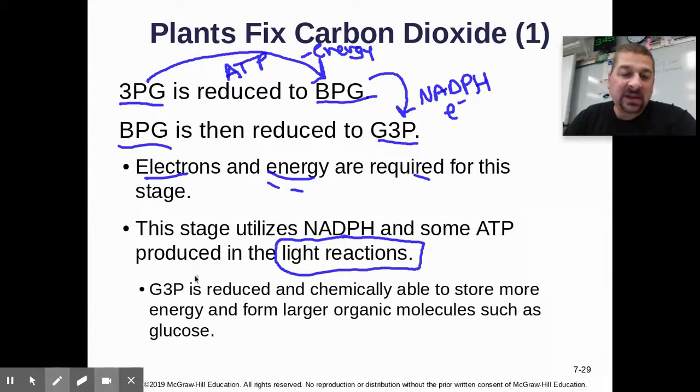The G3P that is produced, that's at the bottom of the cycle on the previous slide, is reduced. It has high-energy electrons in it, and it's chemically able to store more energy and form larger organic molecules like I showed on the last slide. This three-carbon substance, two of them can combine to form our glucose, which is our C6H12O6.